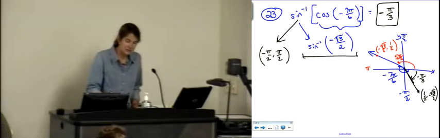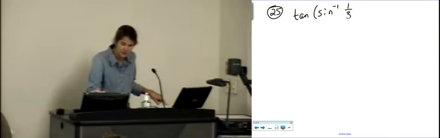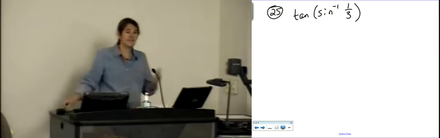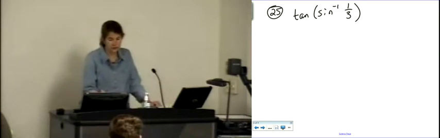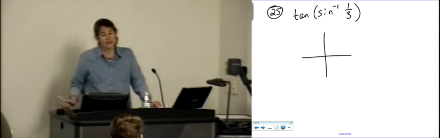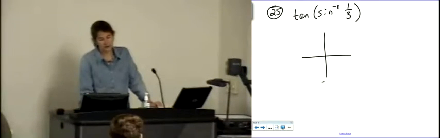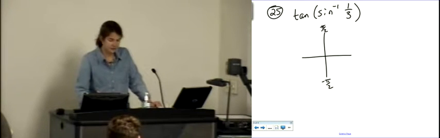All right, let's go to 25 then. We said we'd have to draw that one. It's the tangent of the inverse sine of 1/3. We don't have an angle that we've studied on the unit circle that has a sine value of 1/3, so we're going to draw one. It will be in which quadrant? Remember, for inverse sine we're looking from negative pi halves to positive pi halves. It'll be up in the first quadrant.